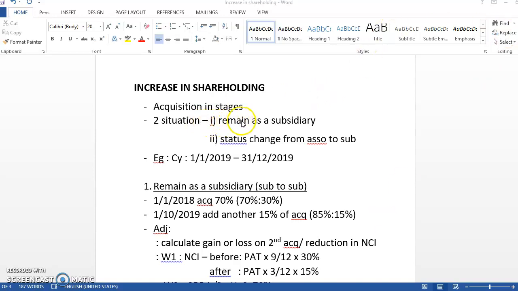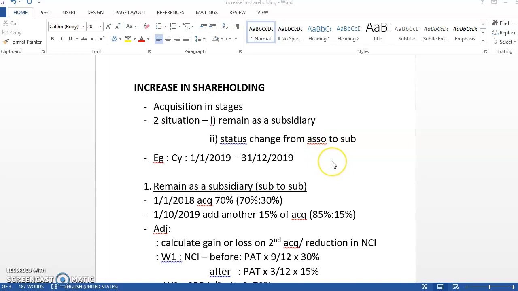Okay, the first one is where it remains as a subsidiary. The second one is where the status changes from associate to subsidiary. Bear in mind, it means that a company has two different statuses during the year. So for example, our current accounting period is 1st January 2019 until 31st December 2019. Okay, we will look at the first situation.